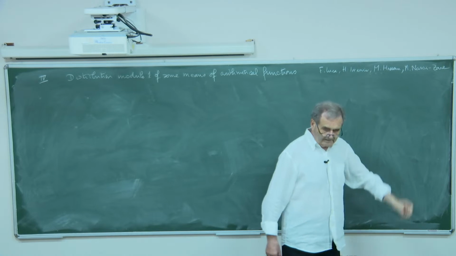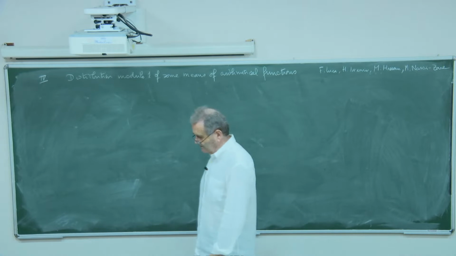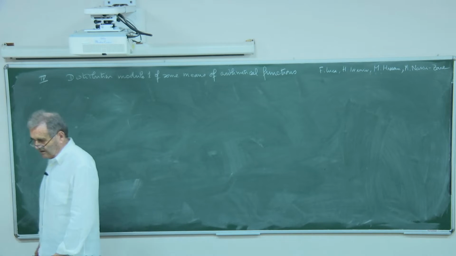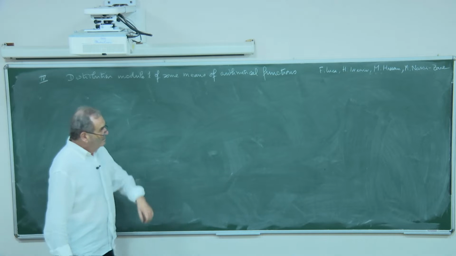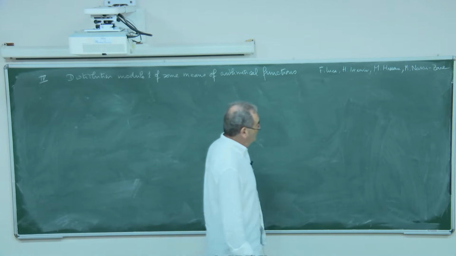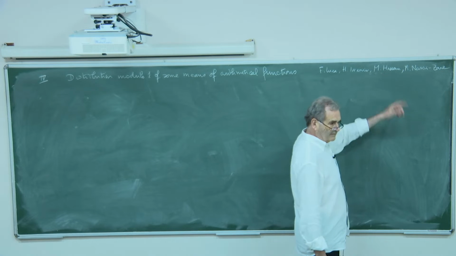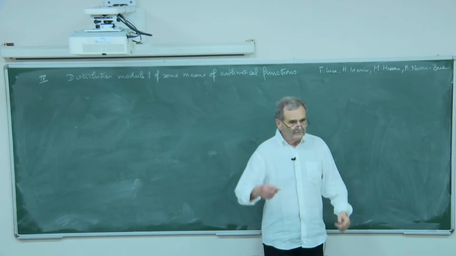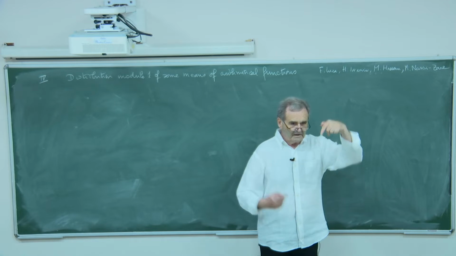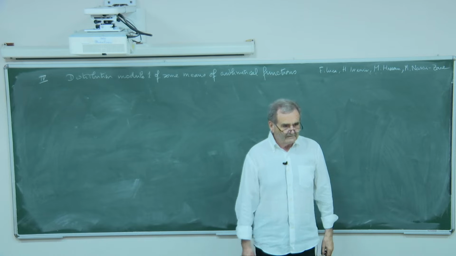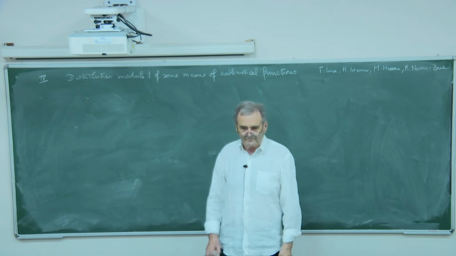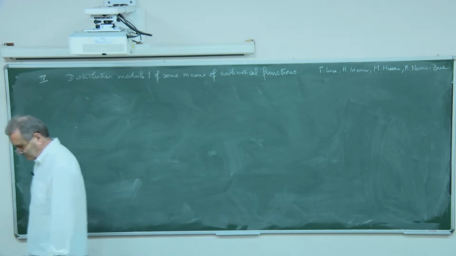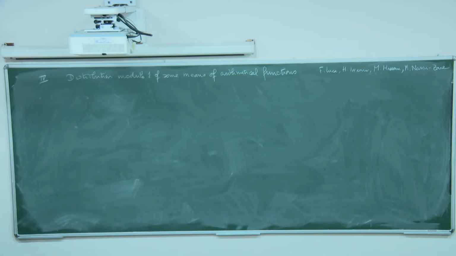Mehdi Hassani is a former student of mine, he's a lecturer in Zanjan University, and Mohamed Naziri Zareh is a joint student of ours, so it is the situation where he is both my son and my grandson. So in usual life it is a bit curious, this type of thing. It's not recommended, but for mathematics it's okay.